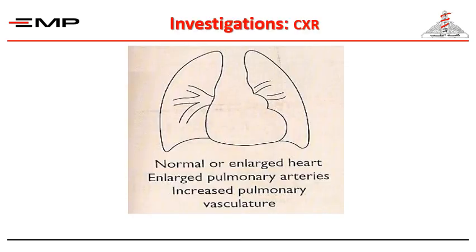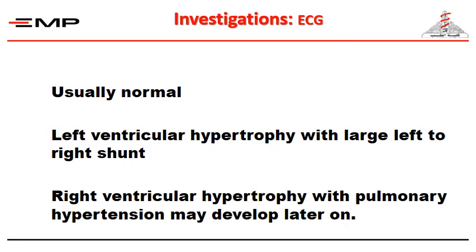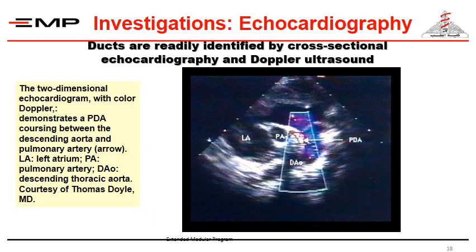The chest X-ray, like all shunt lesions, shows either a normal or an enlarged heart, enlarged pulmonary arteries, and increased pulmonary vasculature. The ECG might be normal, but if it's going to enlarge, it starts showing ventricular enlargement, showing left ventricular hypertrophy with large left to right shunts, and right ventricular hypertrophy with pulmonary hypertension may develop later.